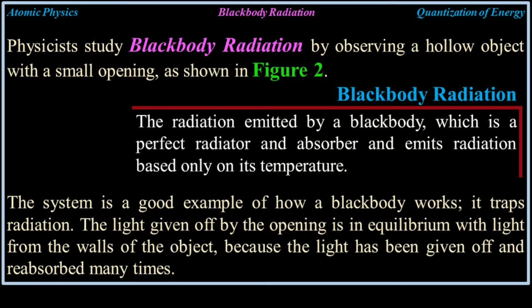Physicists study black body radiation by observing a hollow object with a small opening, as shown in Figure 2. Black body radiation is the radiation emitted by a black body, which is a perfect radiator and absorber, and emits radiation based only on its temperature. The system is a good example of how a black body works. It traps radiation. The light given off by the opening is in equilibrium with light from the walls of the object, because the light has been given off and reabsorbed many times.